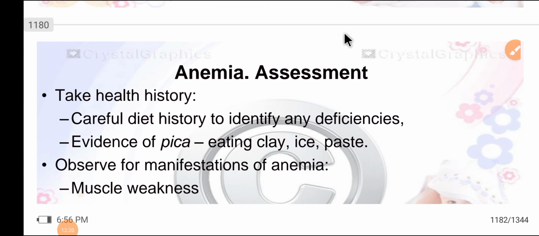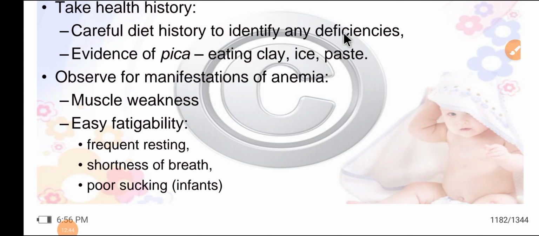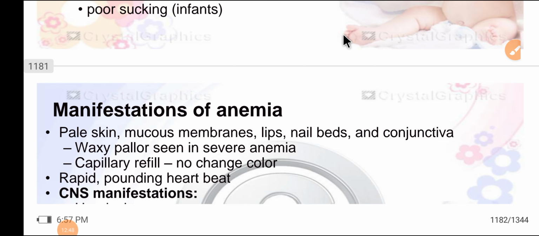Anemia assessment: take health history, careful diet history to identify any deficiency. Evidence of pica, eating clay, ice, paste. Observe for manifestations of anemia: muscle weakness, easy fatigability, frequent resting, shortness of breath, poor sucking in infants.